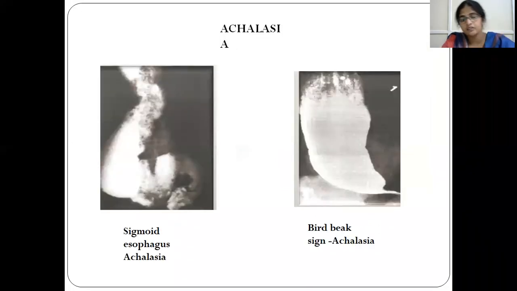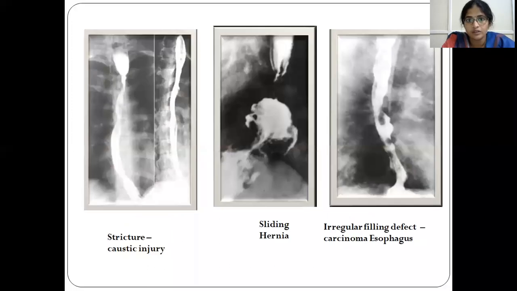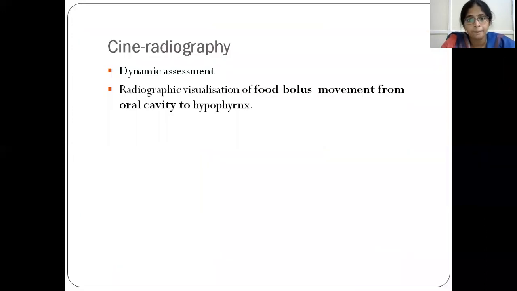Achalasia cardia, it could be a bird beak sign, and could be a sigmoid esophagus. These imagings suggest strictures causing injury, due to caustic injury. These are the sliding hernia, and the third image is due to carcinoma of the esophagus. There are irregular filling defects.